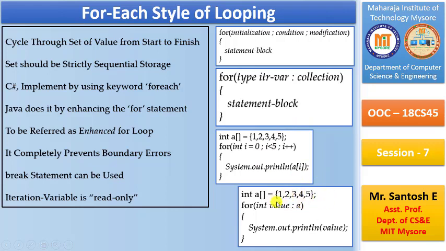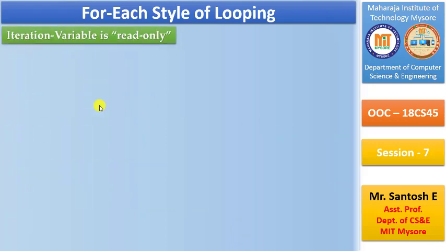But whereas in this case, the loop is going to start at the first value and automatically it will stop at the last value of the set of elements you have passed. This is what is going to prevent the boundary error. And if you want, you can use the break statement in this case, and even in this case also you can use the break statement. Fine. And now just look at this. I just told you that the iteration variable is read only. Now I will see what exactly this means.